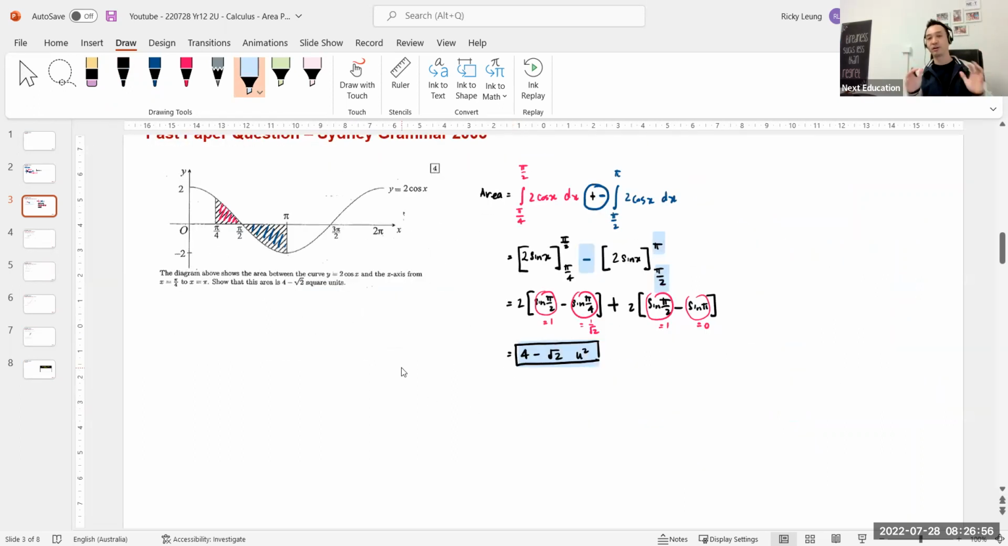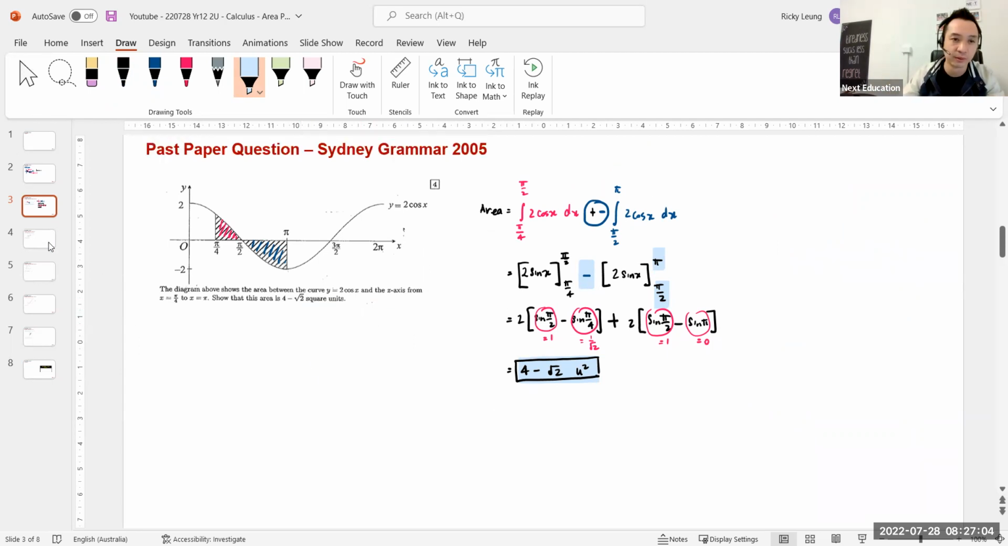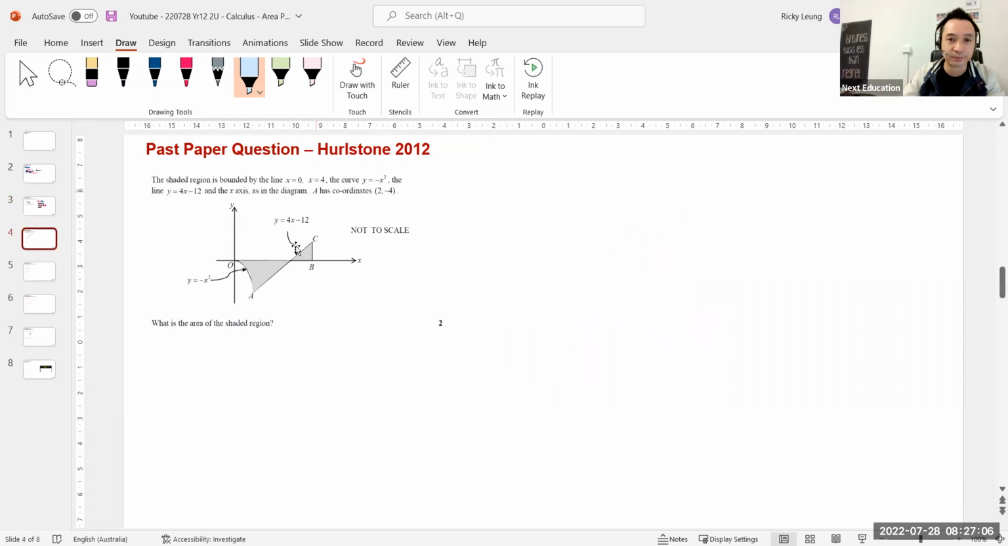So just be conscious that if it's area below the curve, it's negative. So if you want to find the area, negative it or take the absolute value, whatever you want. First question. Let's do another.